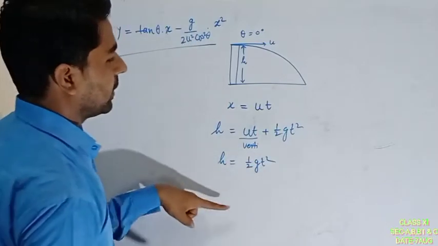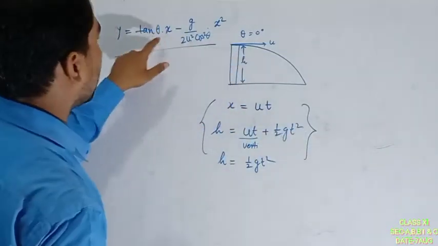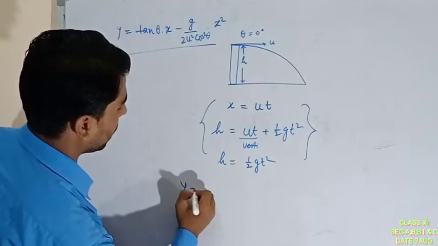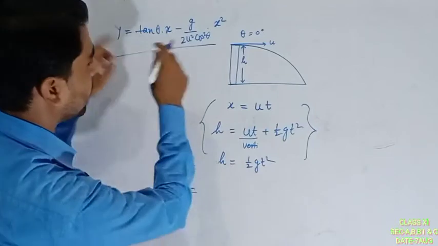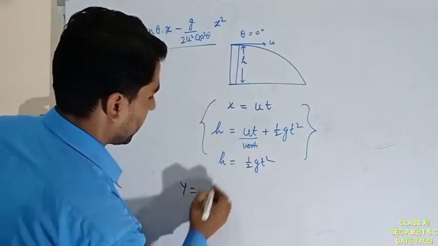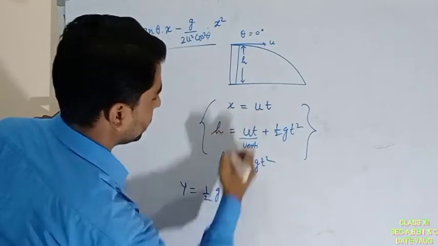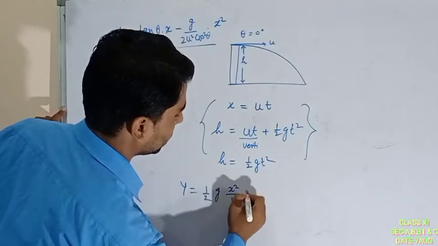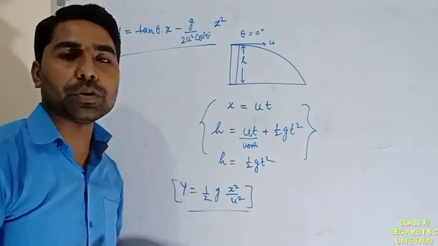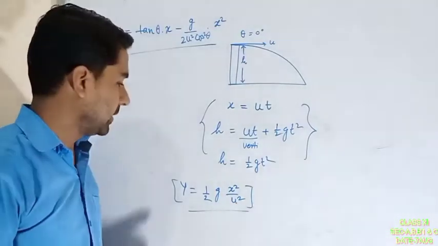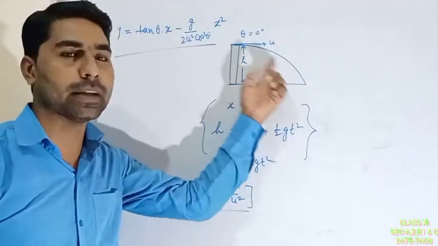Now similarly, if without doing these things, I put the value of angle 0 here, what will you get? Y is equal to, you can also use this one, because that will be a little bit difficult for you. That's quite easy. So half g, the value of t is x upon u, so x square upon u square. So this will be the equation of the trajectory, and again this is linear in y, quadratic in x, which means again the path is a parabola.